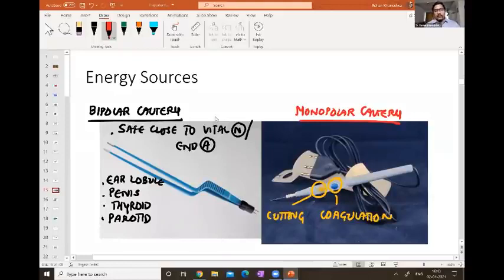Monopolar cautery, the one which is like a pencil, has two buttons. You have a yellow and a blue button. Yellow is for cutting, blue is for coagulation. Bipolar cautery is like prongs, so there are two paddles here. It is safe to use close to vital nerves and end arteries. Extremely important question. Safe to use close to vital nerves and end arteries. So the surgeries which can be done using bipolar cautery are ear lobule surgery, penile surgery, thyroid and parotid surgery.